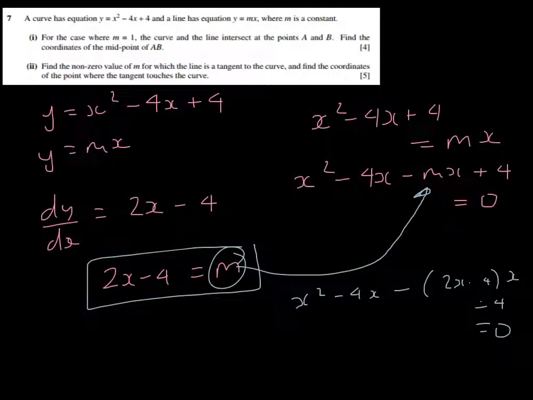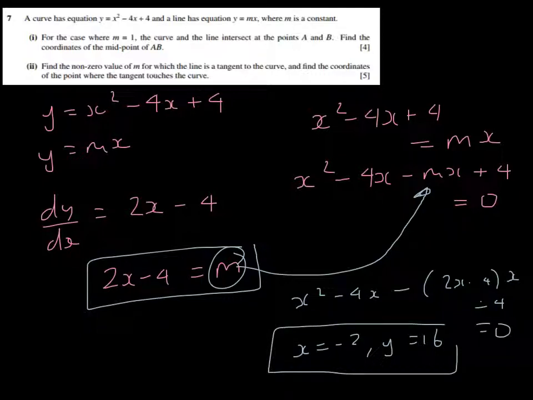If you went through and explained that all out and rearranged it and grouped it, you'd actually get the same quadratic to solve as we did before. So you'd end up solving that, and still getting x equals negative 2 and y equals 16. The only difference is that after you've found that, you'd have to go back to this equation here and substitute in your x value to get your value of m.